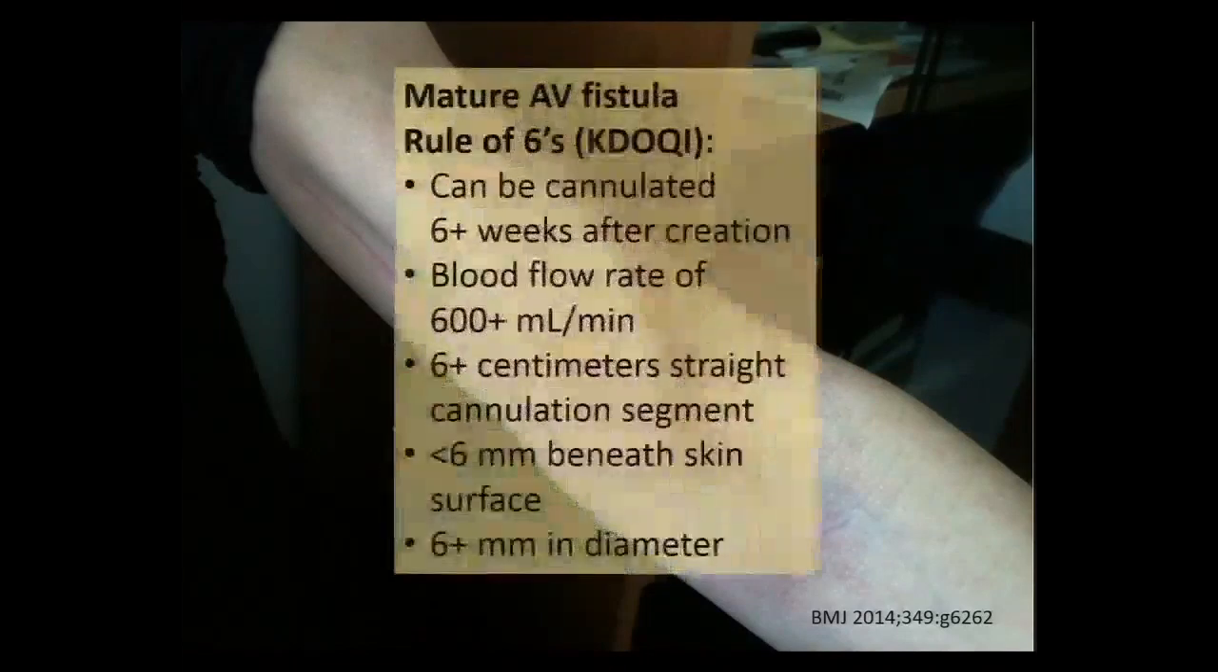What is a good fistula? When is it ready to use? So we have a rule of 6s. It means it can be cannulated 6 weeks after creation. Blood flow through the access at least 600 milliliters per minute. There's at least 6 centimeters of straight cannulation segment for 2 needles to be placed apart so that it doesn't recirculate. It's superficial, less than 6 millimeters beneath the skin surface, and it's at least 6 millimeters in diameter.